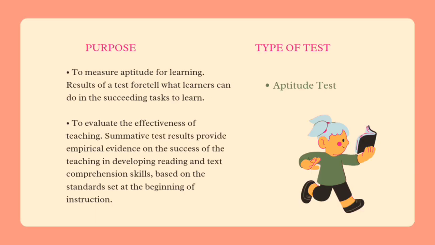To measure aptitude for learning, results of a test foretell what learners can do in the succeeding tasks to learn. So a test with this intent is called an aptitude test. This test is designed to assess what a person is capable of doing, or to predict what the person is able to learn, or to give the right education and instruction. It represents a person's levels of competency to perform a certain type of task.